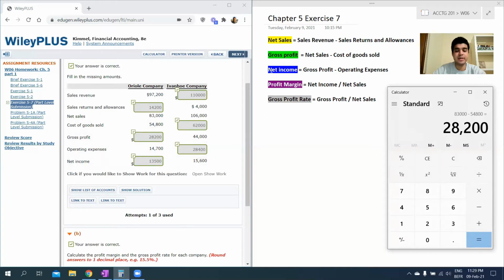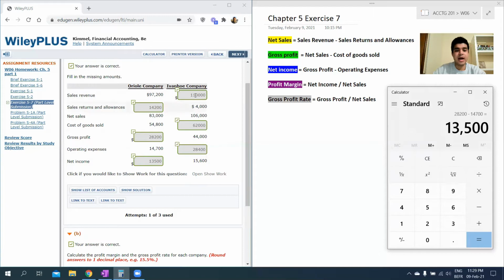Now it's asking us to calculate net income. How to do that? Another formula over here. Net income equals gross profit minus operating expenses. So gross profit, 28,200, minus 14,700, and we get the net income. Okay, so gross profit minus operating expenses, we arrive at net income of 13,500.